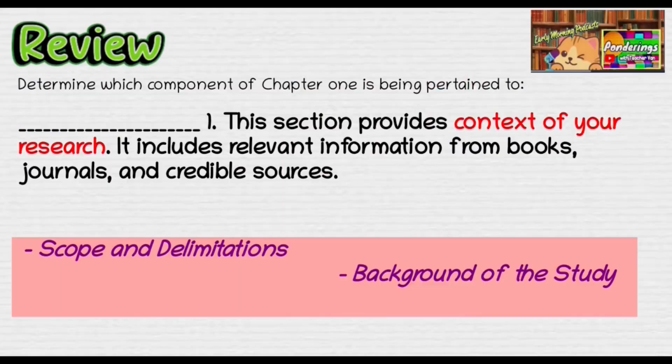Number 1. This section provides context of your research. It includes relevant information from books, journals, and credible sources. Is it scope and delimitations or background of the study? The answer is background of the study.